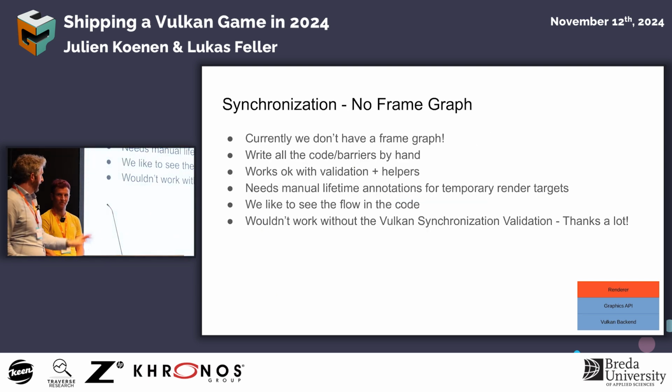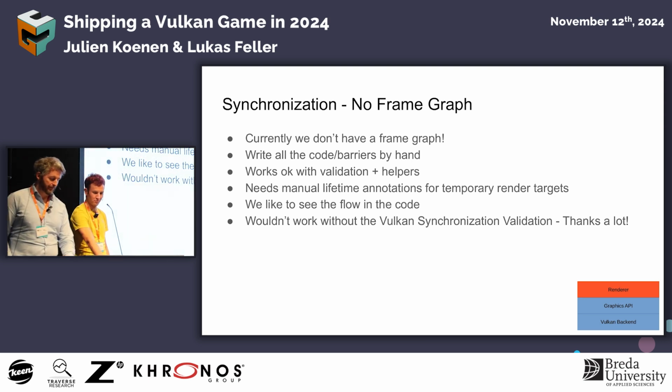Why do we have to do that? We don't have a frame graph, so we have to do it all by hand. So synchronization code is everywhere. And this is okay with validation, because validation on Vulkan is actually good for that. Synchronization validation works pretty well to detect missing synchronization. The problem is the superfluous synchronization you don't actually need. That is a bit harder to find out, so it requires some careful engineering and looking at code.